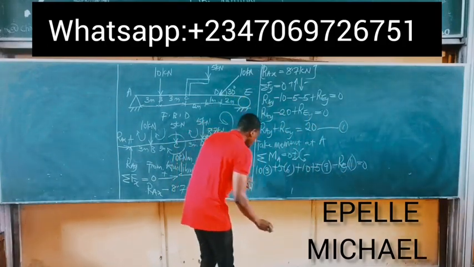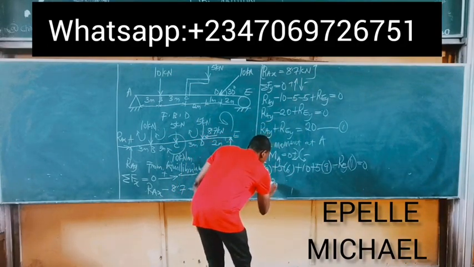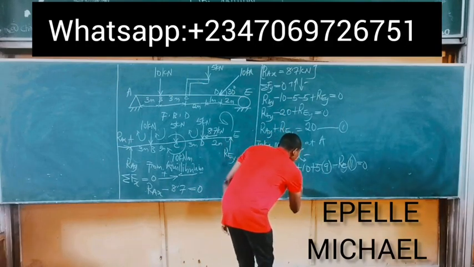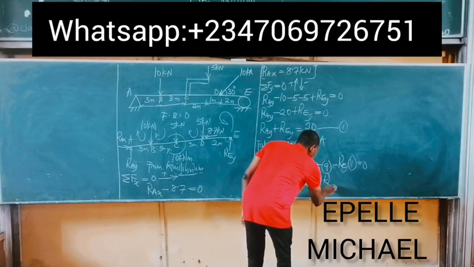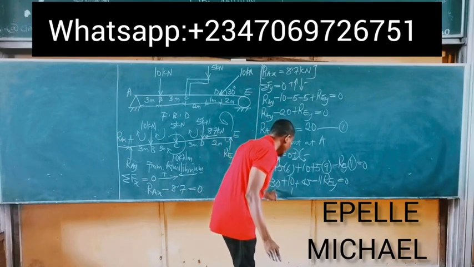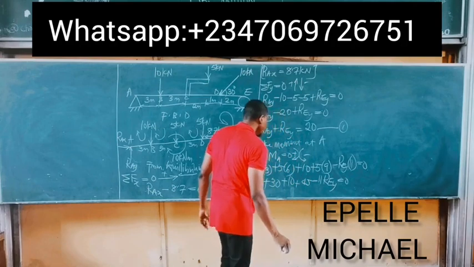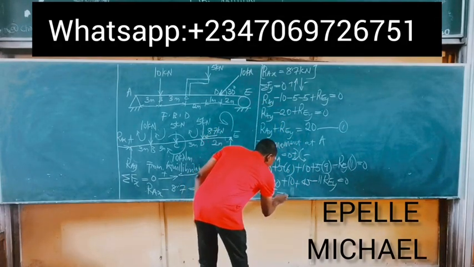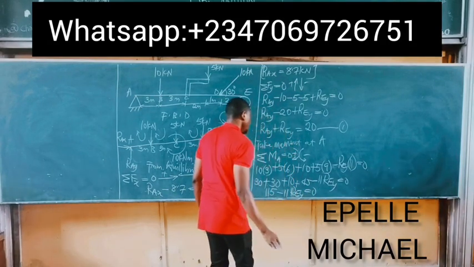Okay, so if we evaluate now, 10 times 3 gives us 30, plus 5 times 6 also gives us 30, plus 10, plus 5 times 9 gives us 45, minus 11 REY, and that's equal to 0. 30 plus 30 is 60, 60 plus 10 is 70, 70 plus 45 is 115. So we have 115 minus 11 REY equal to 0.